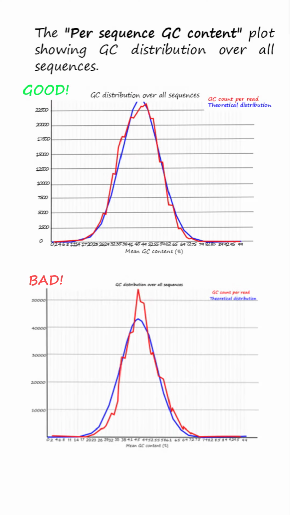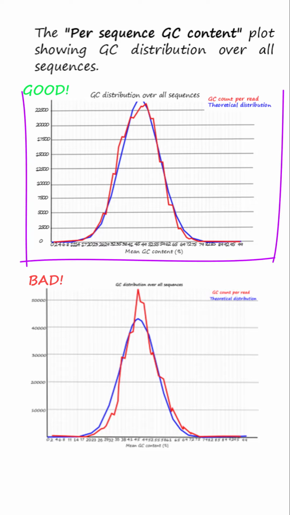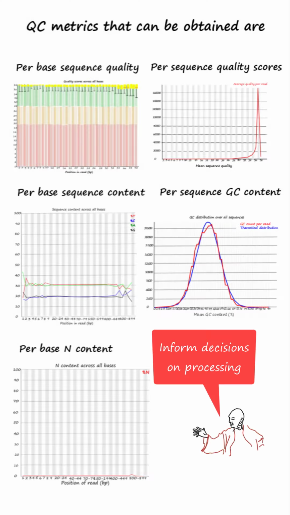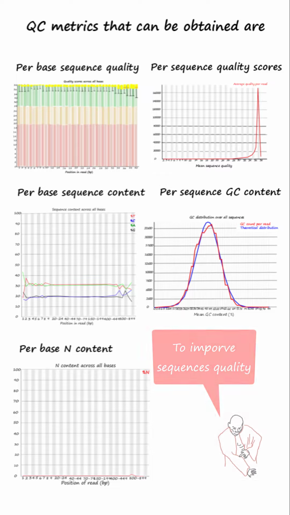The per sequence GC content plot showing GC distribution over all sequences should in good quality sequences have GC content normally distributed with a central peak corresponding to the expected percentage of GC for the organism studied. These and other quality metrics help inform decisions on processing to improve the quality of sequences.